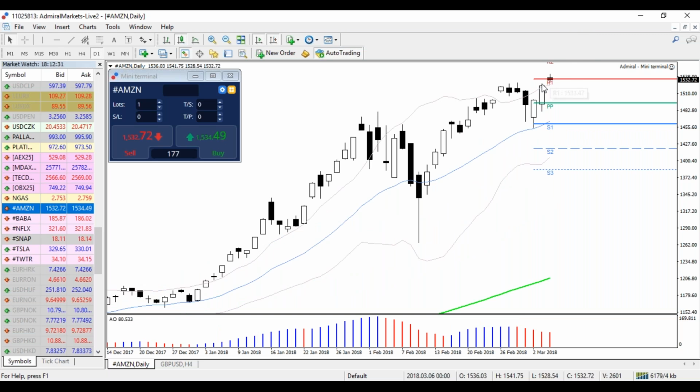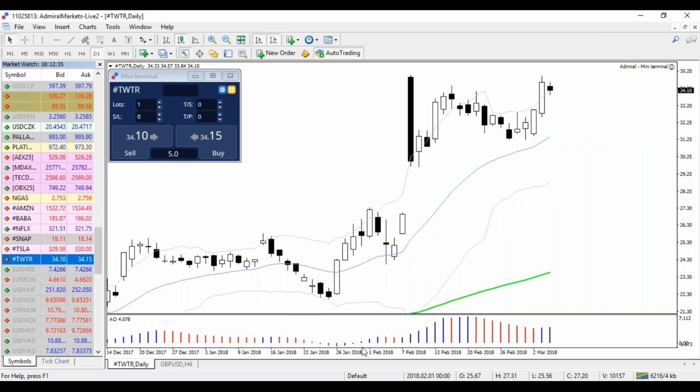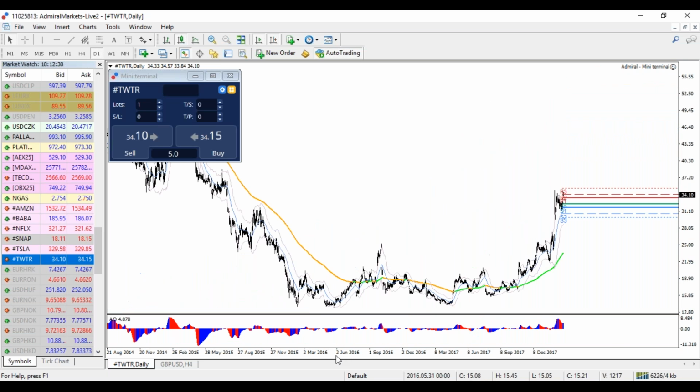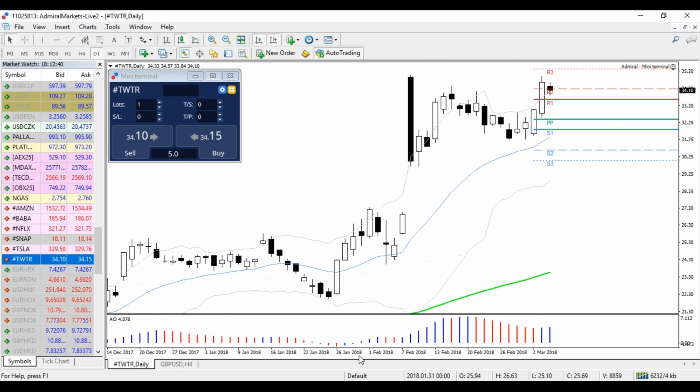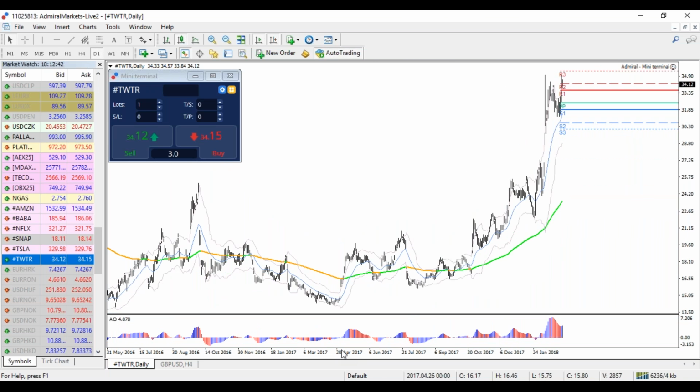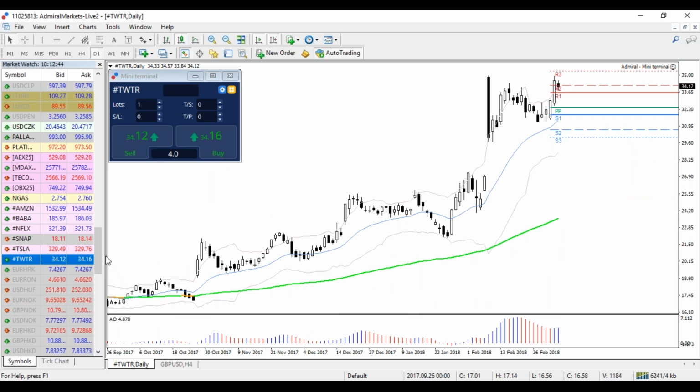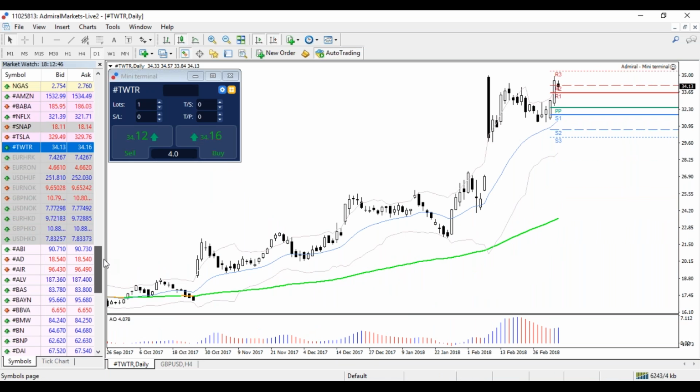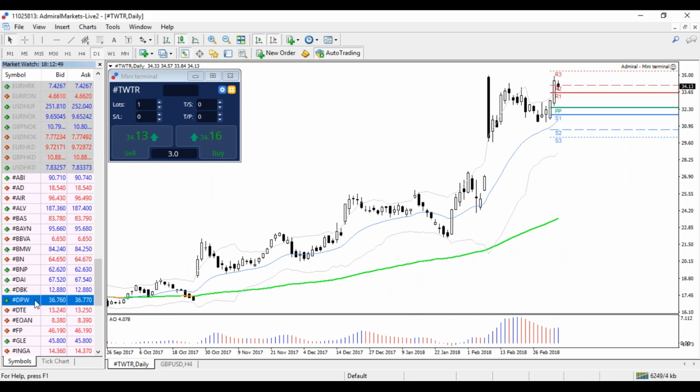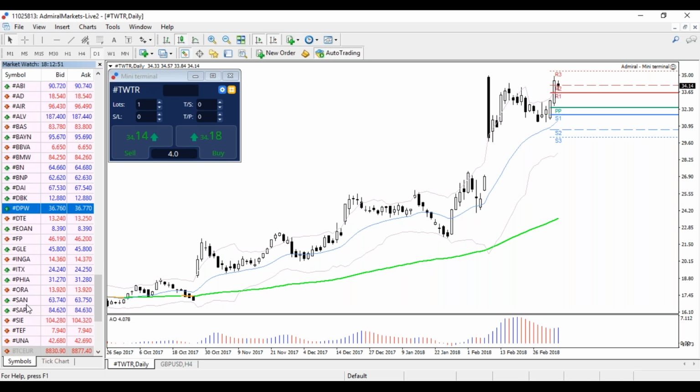This spot does not look like a good spot, though, I think. Let's see if something else is going on. Twitter. Also a bit difficult to trade this one. Let's see if we can find a more suitable setup, perhaps.